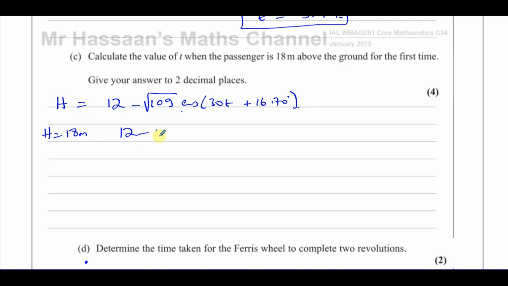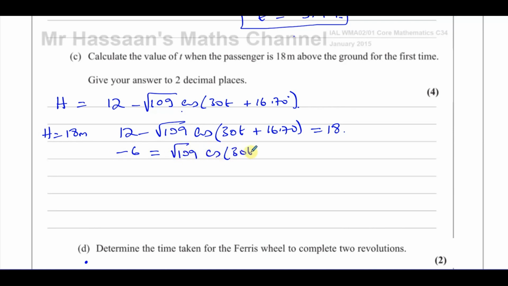So we have 12 minus the square root of 109 times the cosine of 30t plus 16.70 is equal to 18. Okay, so now we got to solve this equation. So what I'm going to do is subtract 18 from both sides. So I have 12 minus 18, which is negative 6, equals, I add this to both sides, so I'll have the square root of 109 times the cosine of 30t plus 16.70. Then I can divide both sides by root 109.